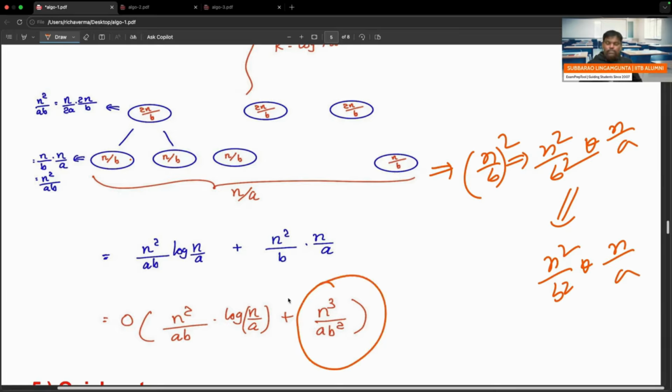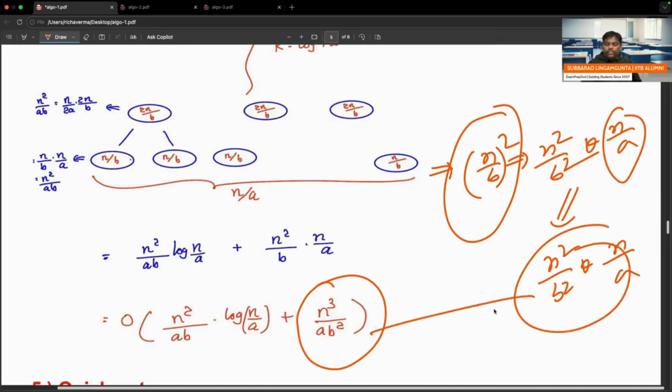Same thing. First level, every group uses bubble sort. What is the bubble sort time? N elements take n square time, n by b elements take n by b whole square time. But how many groups are there in the first level? N by a groups. Multiply. So totally this much. This is the first level cost.